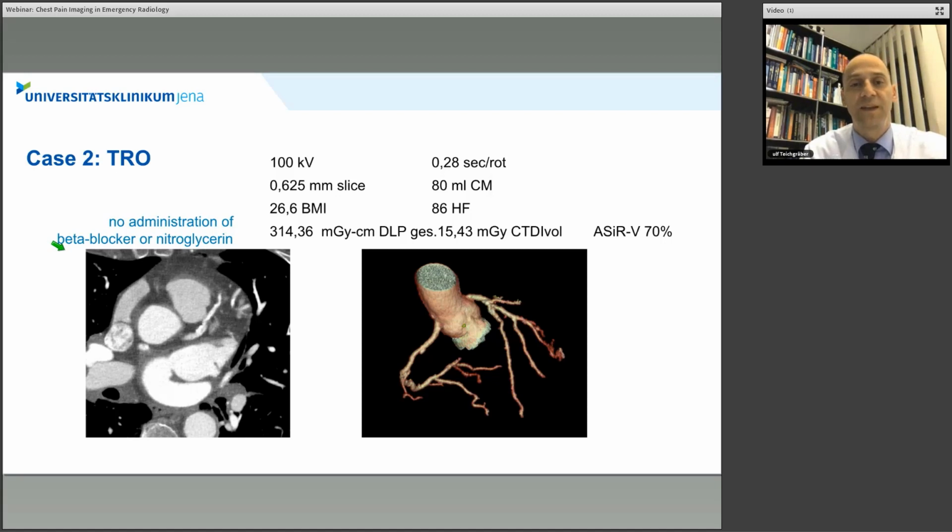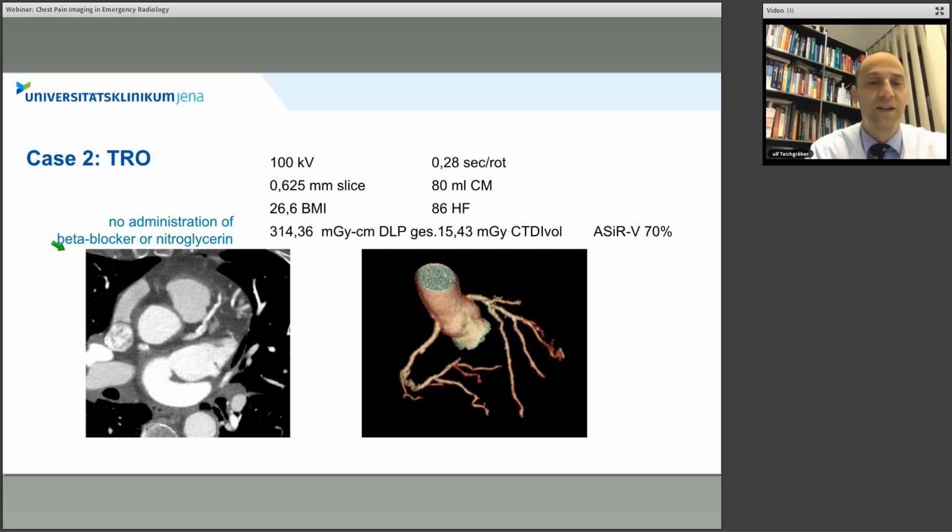And as I mentioned before in the beginning, on my slides I show this as a triple rule out protocol, but in our emergency department we always define this to our physicians as a dual rule out protocol, because we don't give the assurance that we are always able to reconstruct the coronaries.